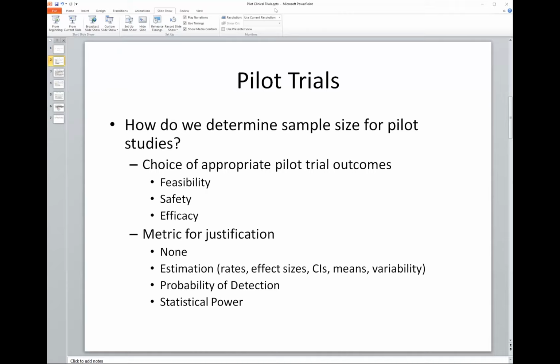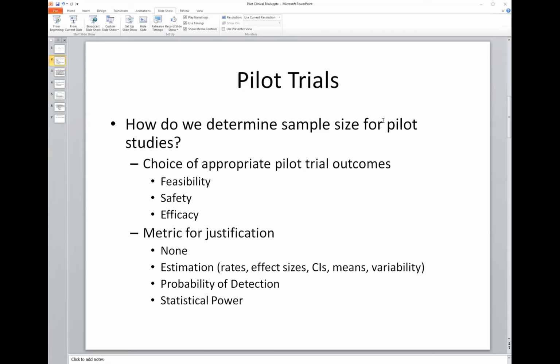One of the hats I wear is that I am one of the statisticians on the CTSI Scientific Review Committee. So that's the institutional review committee where we look at clinical trials that will be done at UCLA. And over the past 4 years, I think we've seen about 750 clinical trials come through the committee. And many times we see pilot studies, and many times they're poorly designed and justified. So I want to hit just a few points that I see as problematic multiple times.